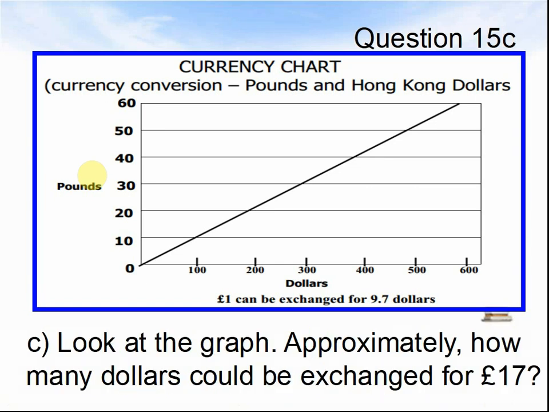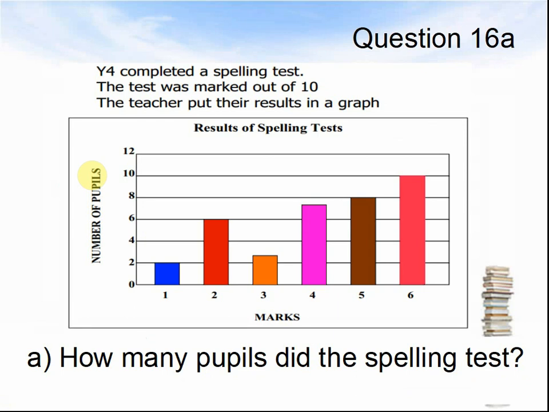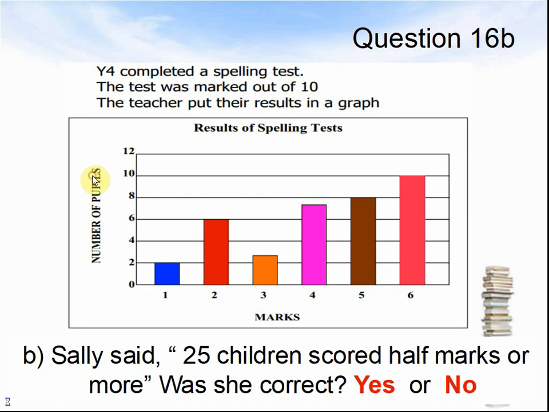15c. Look at the graph. Approximately how many dollars could be exchanged for £17? Pause the video until you are ready to see the next question. Here comes the next question. 16a. How many pupils did the spelling test? Look at the chart. Pause the video until you are ready to see the next question. Here comes the next question.